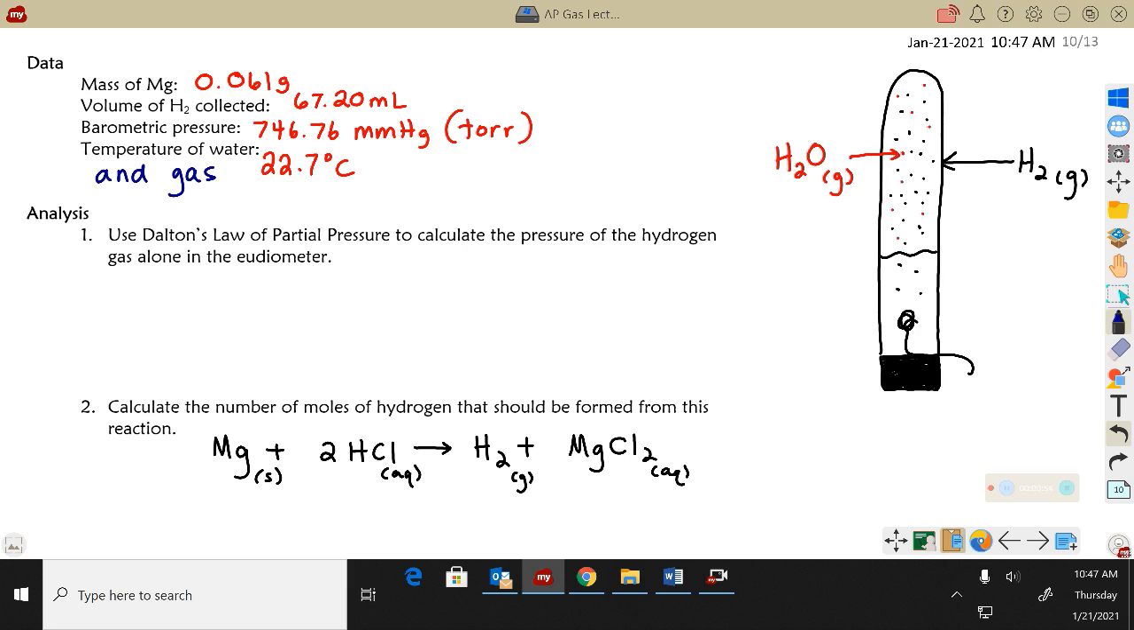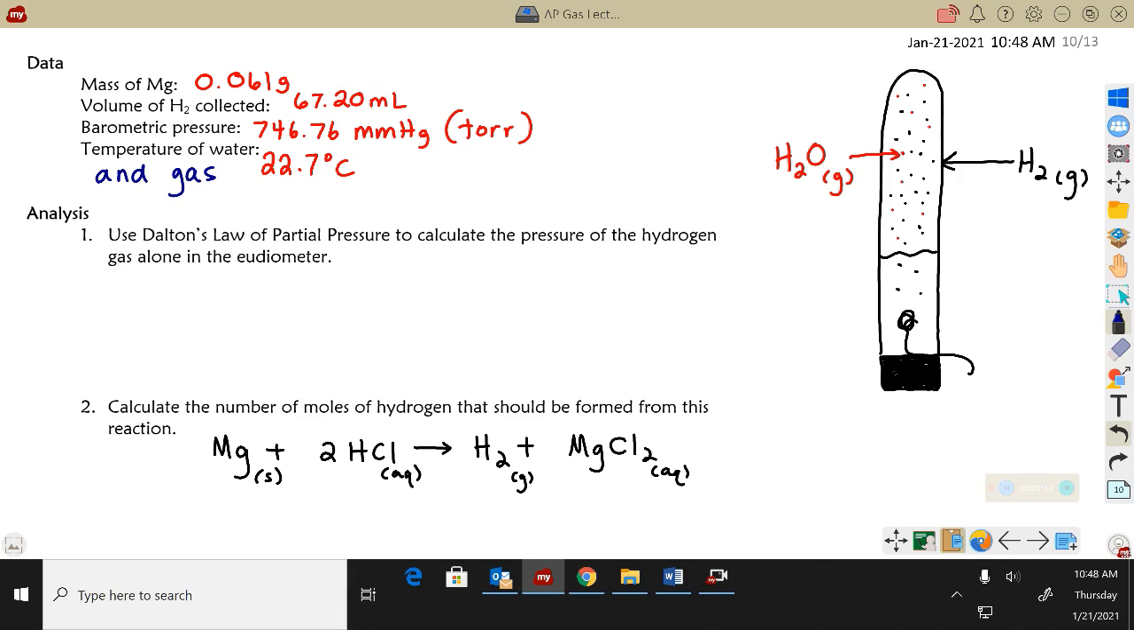So here was kind of the setup. We had a little piece of magnesium on the string. When the hydrochloric acid hit the magnesium, bubbles of hydrogen gas flew up the tube and collected in the top portion of the tube. And so those black dots are supposed to represent little bubbles of hydrogen gas.